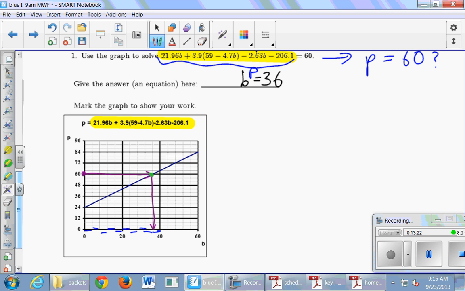Okay, on the next page, the classwork begins. When it says draw something on the graph to indicate your answer, I'm looking for something like the purple lines that I've drawn up here. Just something where you show me the process you went through to find the answer. Okay, raise the flag if I can help.